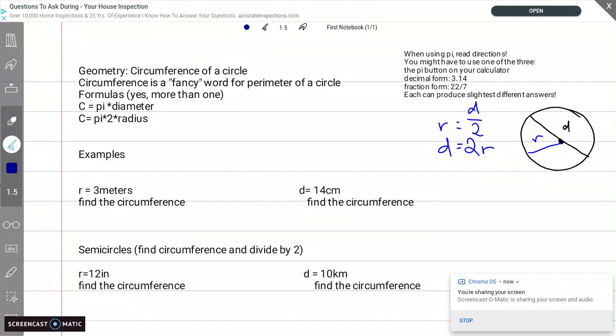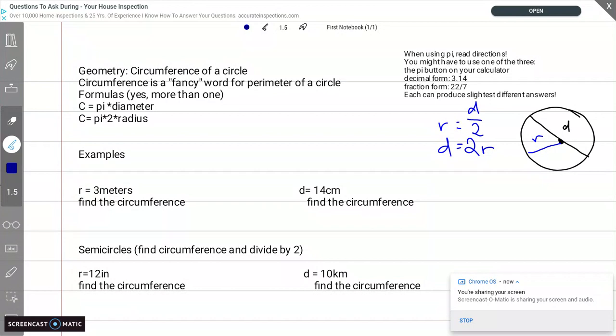So that's basically what we're going to be doing today, but it is a little bit different than perimeters that you have done in the past. Normally, to find the perimeter of any shape, you add up all the sides. But this is a circular object, so that's going to be rather difficult to do. So we do have a few formulas. Yes, there is actually more than one formula here.